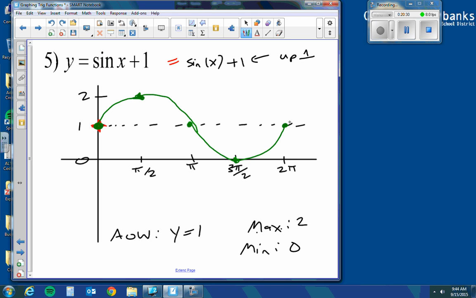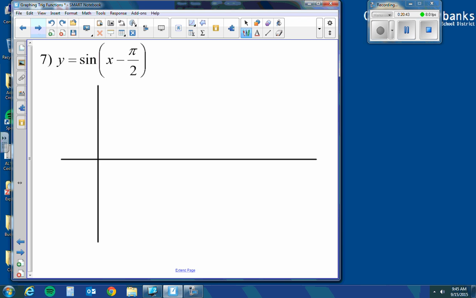We're not going to do number 6, the one that's on your paper. We're going to skip it for now. So look at number 7. This is a horizontal shift. Which way? Left or right? You do the opposite, so it's right pi over 2. You see a minus, you think that takes you left, but once again, it's the opposite. So this one's easy. Just move your starting point right pi over 2.